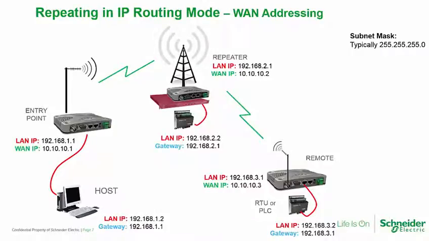We then need a wide area network IP address for each radio. In this example, the entry point radio is 10.10.10.1, the repeater is 10.2, and the remote is 10.3. Also note that each device connected to a radio must have that radio configured as its gateway. This allows the device to send traffic outside of its own LAN when necessary. Now, each radio and its locally connected devices exist on a unique LAN, while at the same time, all of the radios exist on a WAN.